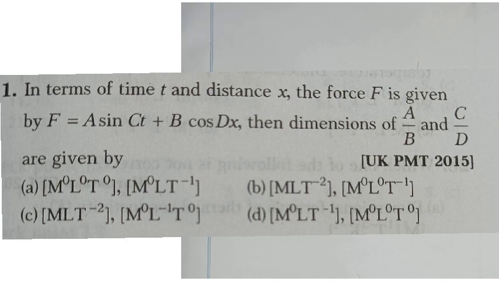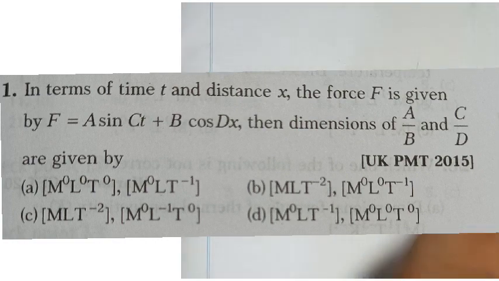So here the question is given in terms of time t and distance x. The force F is given by F equals A sin ct plus B cos dx. Then the dimension of A by B and C by D is. So here we have to find the dimension of A by B and C by D.